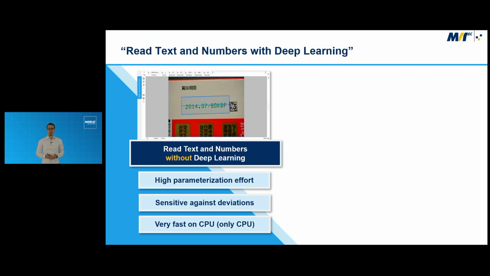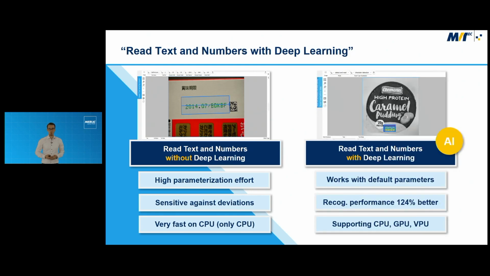But with MERLIC 5.1, we bring a better version of read text and numbers, in that case with deep learning. It works more or less with a default parameter set. That means you open the tool and in 90% it defines the text and reads the text in a correct way. On our reference database, we tested this DeepOCR tool and it brings 124 better recognition performance on this reference database. Isn't this amazing?